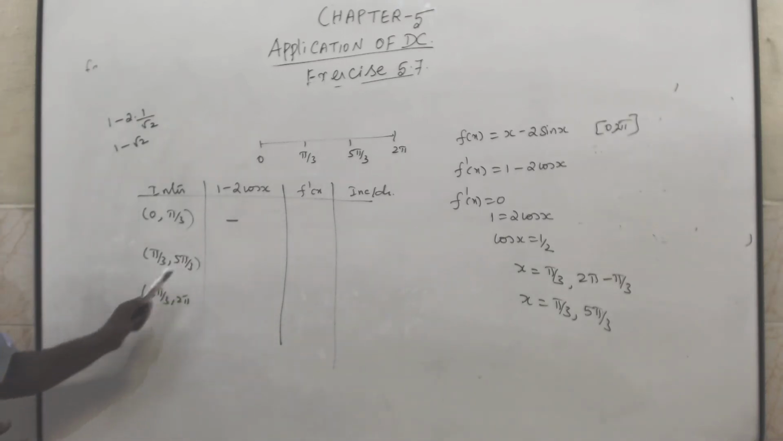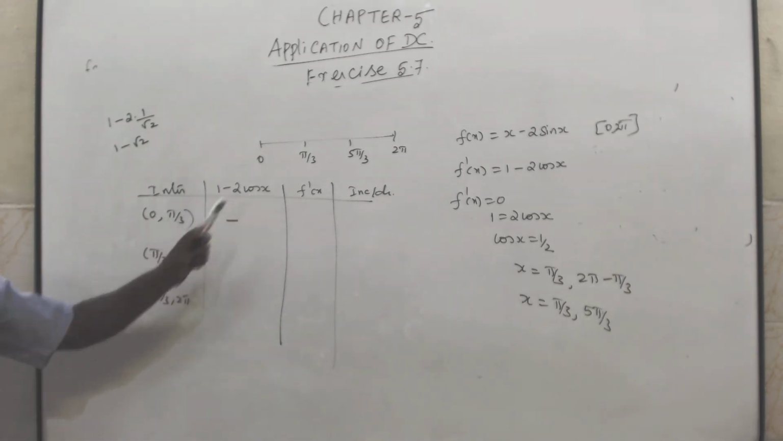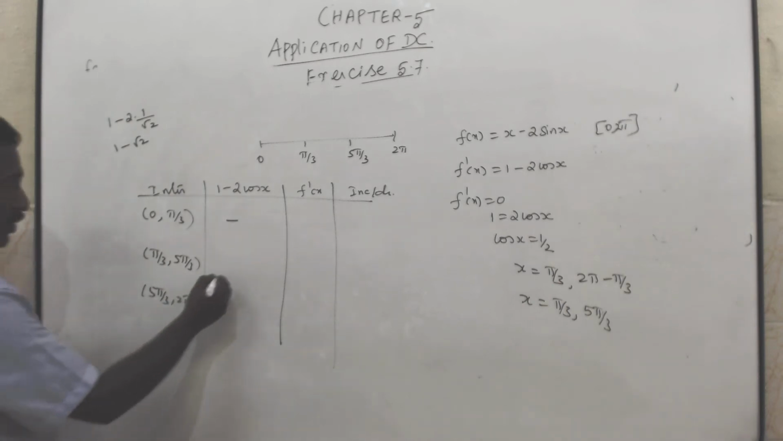Pi by 3 to 5 pi by 3, just consider pi by 2. Cos 90 is 0. 1 minus 0, plus.